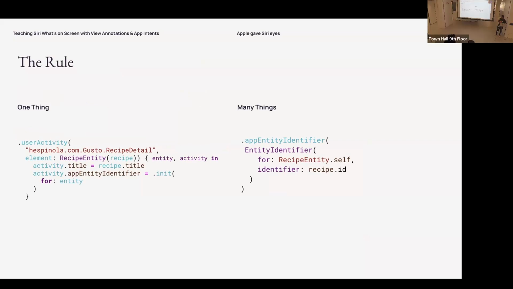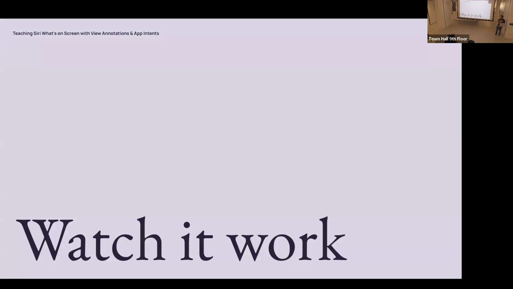So from this talk, I want you to remember one thing. This is the rule. There are two ways to expose this to the system, and it goes by one question. This question is, how many things are there? If there's one thing, we go by user activity. If there are many things, we go by app entity identifier. So one thing, user activity; a list or a grid or many items, app entity identifiers. So let's see it in action.